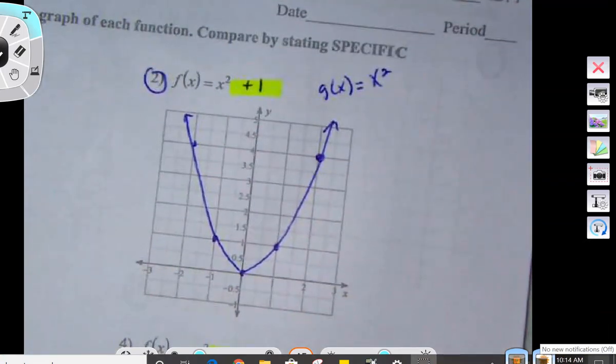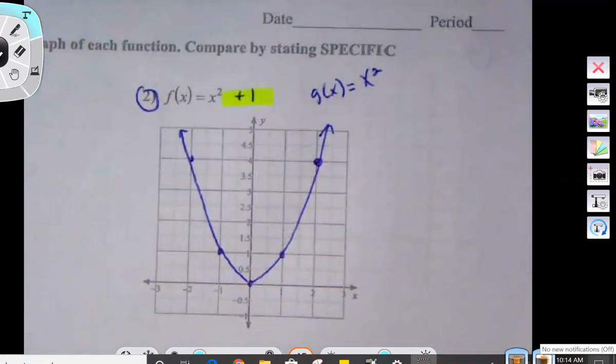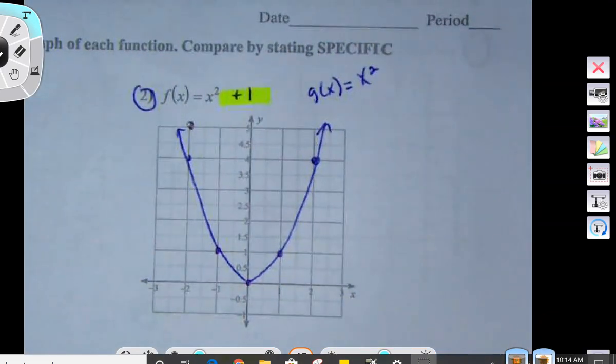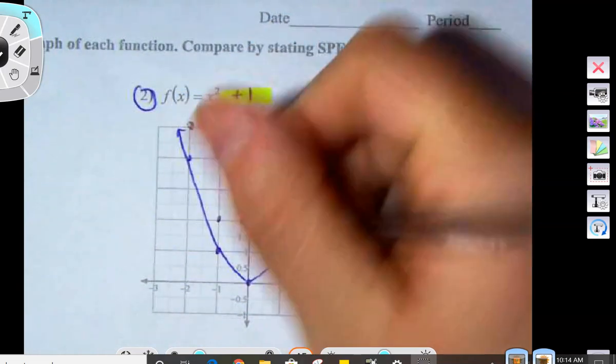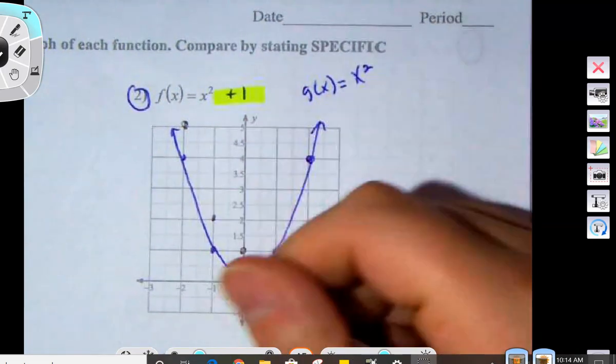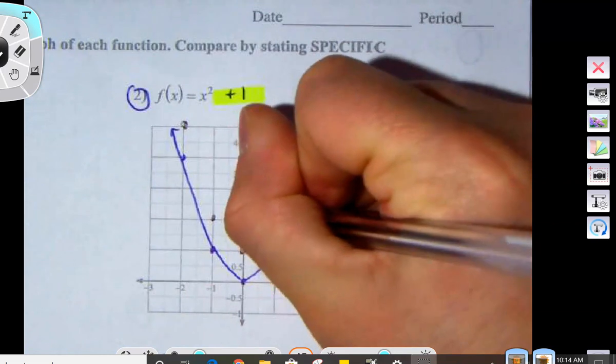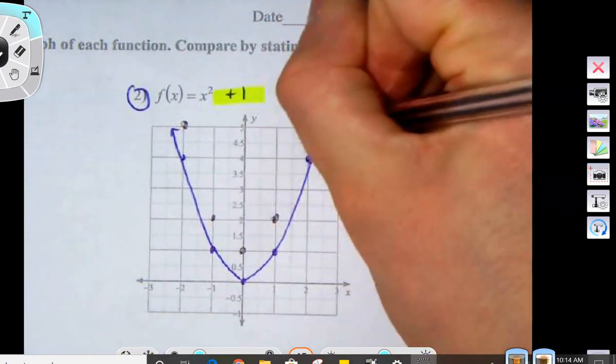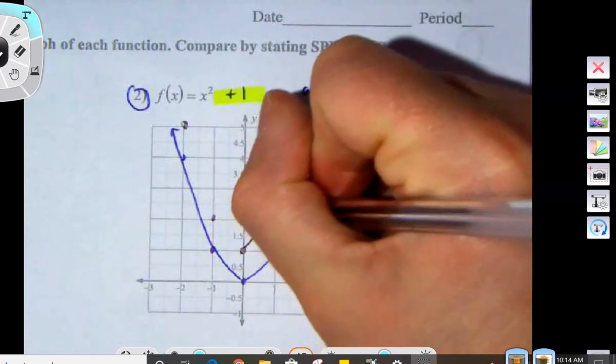And if I were to do that, our new function would have negative 2, 5. We have negative 1, 2. We have 0, 1. And we also have 1, 2. And the last point that we have is going to be 2, 5. So we can go ahead and graph that.